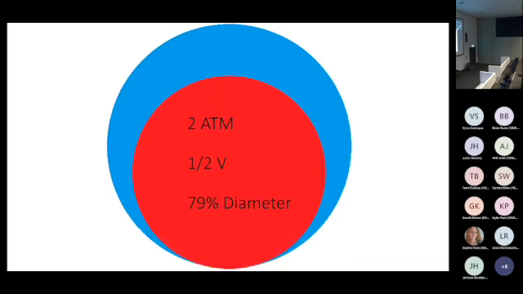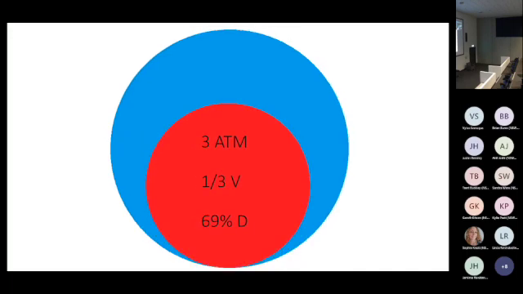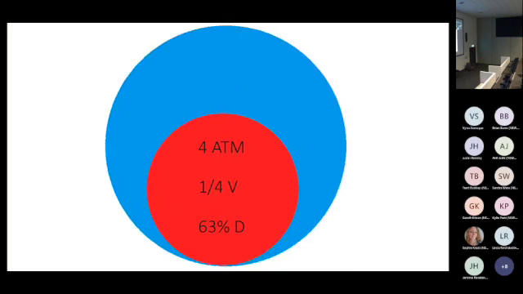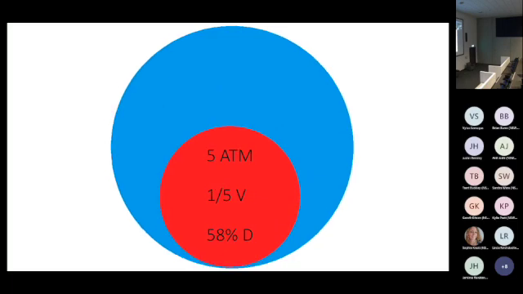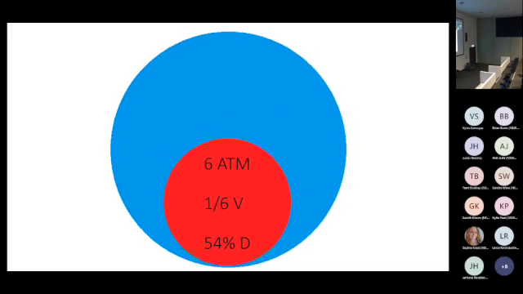When you go down to 2 atmospheres and you have half the volume, you still have 79% of the diameter. I'm not able to draw spheres on here for you, sorry, but this is as close as we can get. When you go down to 3 atmospheres, it is 1/3 of the volume, but it's actually 69% of the diameter. At 4 atmospheres, 63% of the diameter. Down to 5 atmospheres, which is at the 40-meter mark. So 1 atmosphere is at sea level, and then every 10 meters you go down, it adds an atmosphere. You're at 58%, and then finally at 6 atmospheres, which is as far as any normal person should dive, really, you're down at 54% diameter.